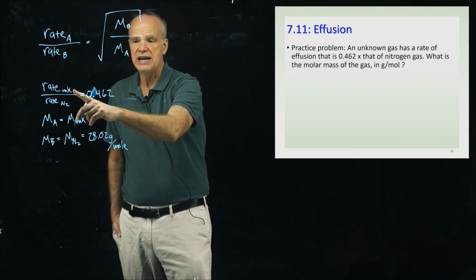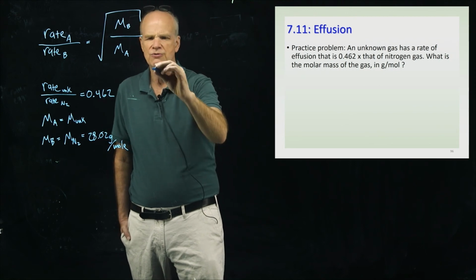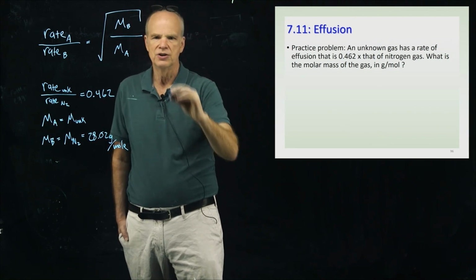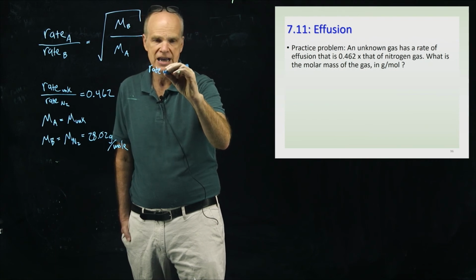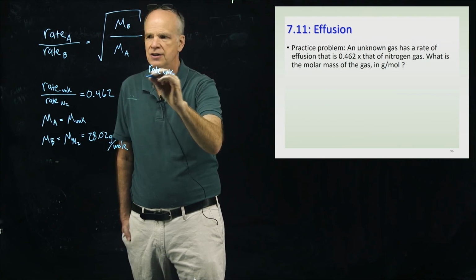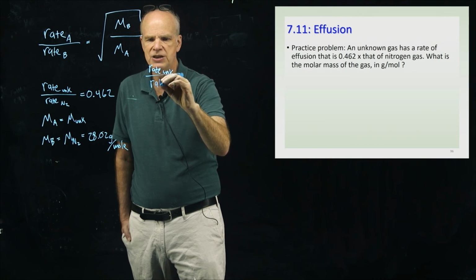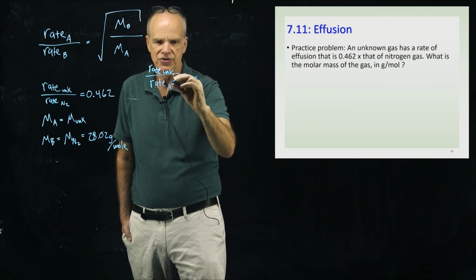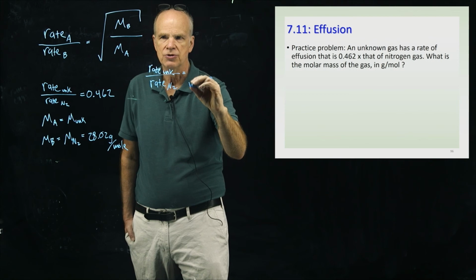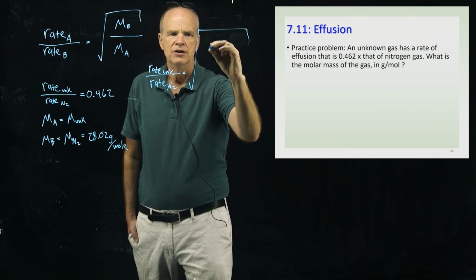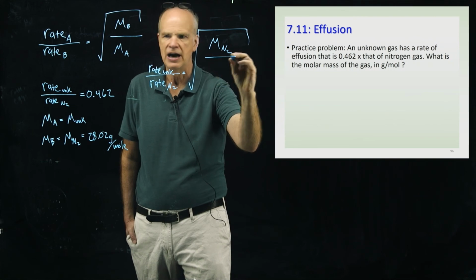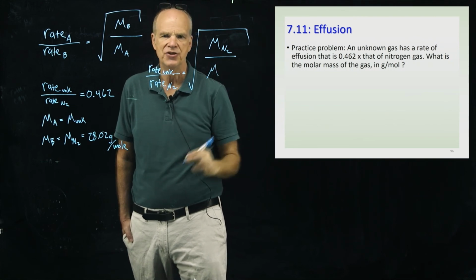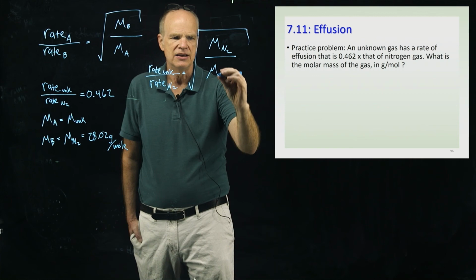Okay, so now we can substitute numbers into the equation. So we have the rate of the unknown divided by the rate of N2. Let me rewrite this to make it a little bit clearer. So I'm going to write this over here. The rate of A, the unknown, divided by the rate of B, which is N2, is equal to the square root of the molar mass of B, which is N2, divided by the molar mass of A, the unknown.